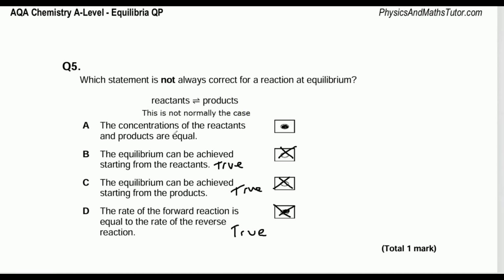The top one, the concentration of reactants and products are equal. Actually, normally they're not equal. So normally if you've got 60% products, 40% reactants at equilibrium, it will stay at 60% products, 40% reactants, but it's dynamic. Some of the products are breaking down, some of the reactants are forming products, but it just stays at that percentage. It's very rare that it's going to be 50-50.